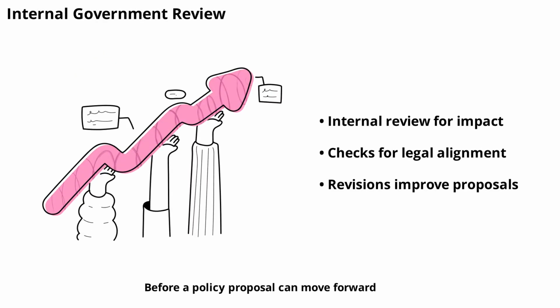Before a policy proposal can move forward, it undergoes an internal review process within the government. Different departments and agencies examine the proposal to assess its impact, costs, and alignment with existing laws and priorities. This review helps identify any potential issues or conflicts early on. Sometimes, proposals are sent back for revisions, ensuring that all aspects are carefully considered. This internal scrutiny is vital for maintaining accountability and ensuring that new programs are both effective and sustainable.